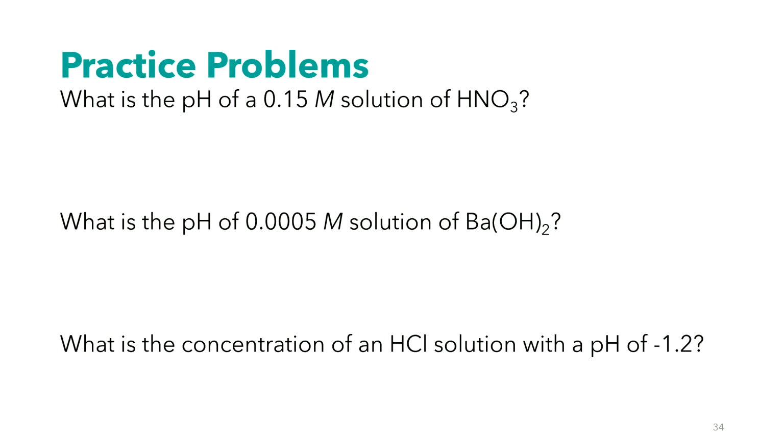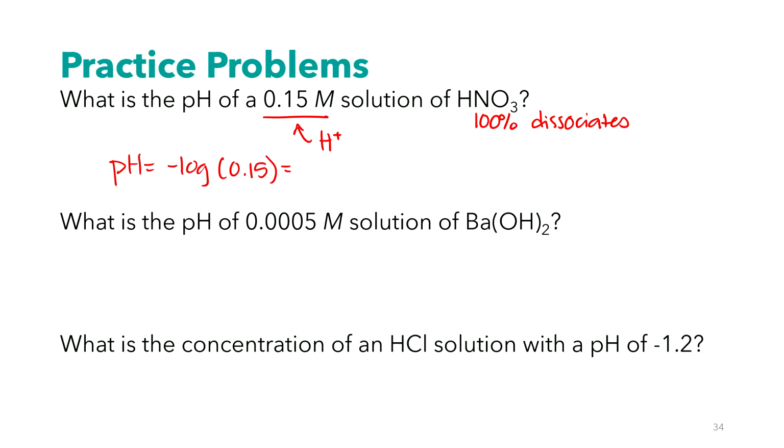All right, so let's do some practice problems. What is the pH of a 0.15 molar solution of HNO3? You look at that, you say HNO3 is a strong acid. That is telling me the H plus concentration, because that 100% dissociates. So my pH will be the negative log of 0.15, and that's 0.82. It's really acidic.